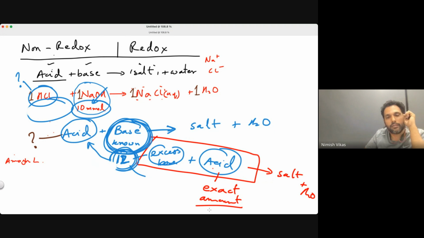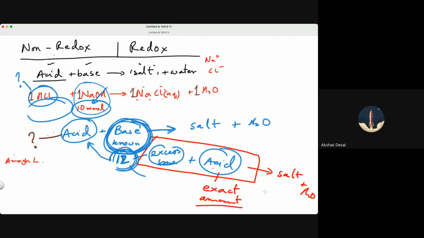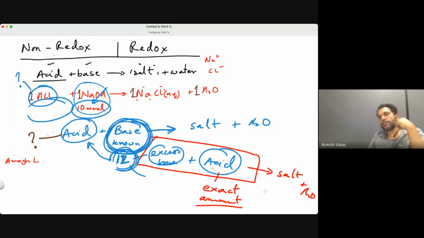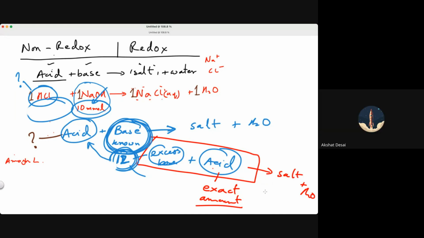So can anybody tell me what the process will be if the story is this? Anybody? So if we know the amount of acid, that is complete. Name first. Your voice, I can't hear your voice. Base, we'll find out.